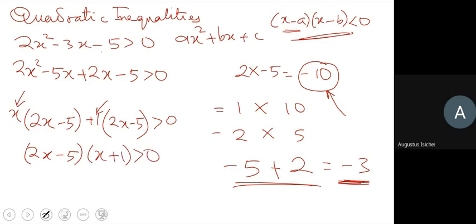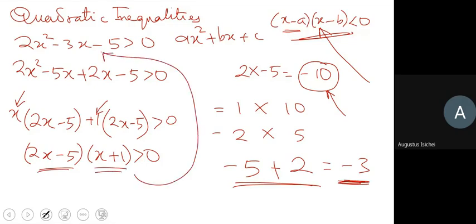You can see we have arrived at these factors. So these are the factors of the given quadratic expression. That is what is called factorization. So I have broken one expression into a product of its factors, 2x minus 5 and x plus 1. I've gotten two factors. Now let's apply that rule I gave earlier.